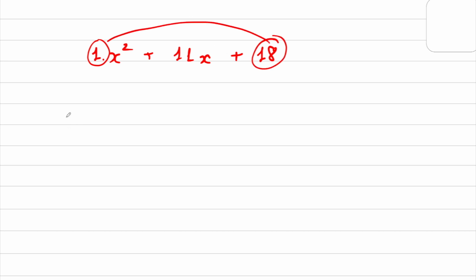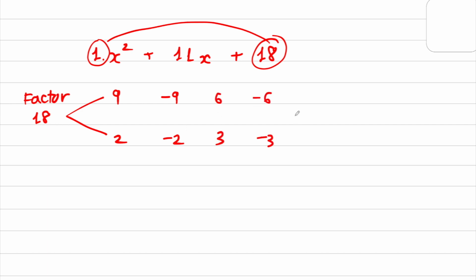Here you have 11x, and then plus 18 like here. Now I focus on the first thing, the product between the first number and the last number. The first number is 1 and the last number is 18. So I will factor 18. 18 will be equal to 9 times 2, that is the first option, minus 9 times minus 2, that is the second option, 6 and 3, minus 6 minus 3, and then 18 and 1, minus 18, minus 1. Another option, I have no idea more.